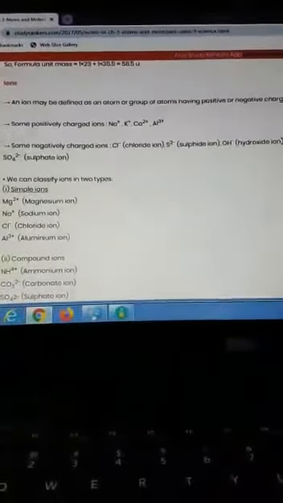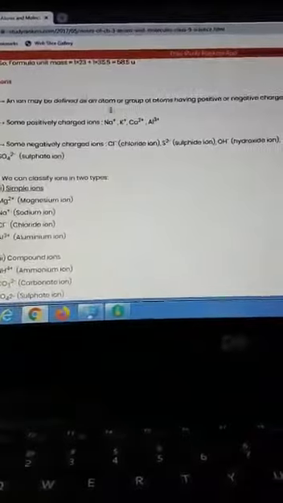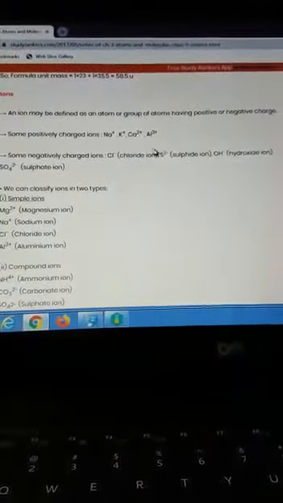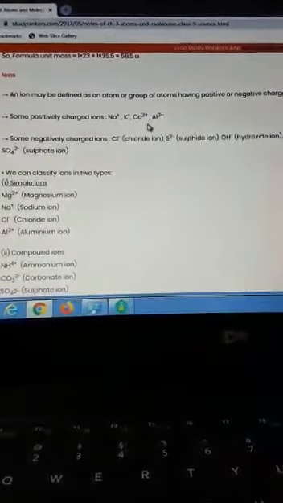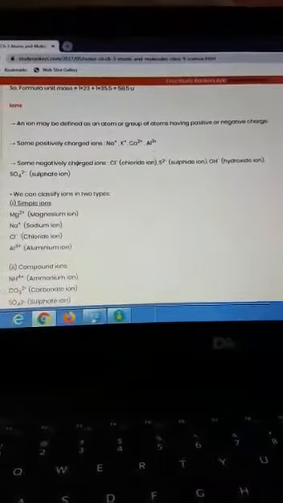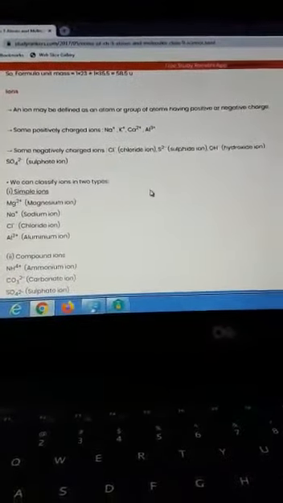Ion means charged species, where you will get a charge in the atoms or group of atoms. These charges may be positive or negative. Positively charged ions are called cations and negatively charged ions are called anions. So these are positively charged, so these are cations, and these are negatively charged, these are anions.